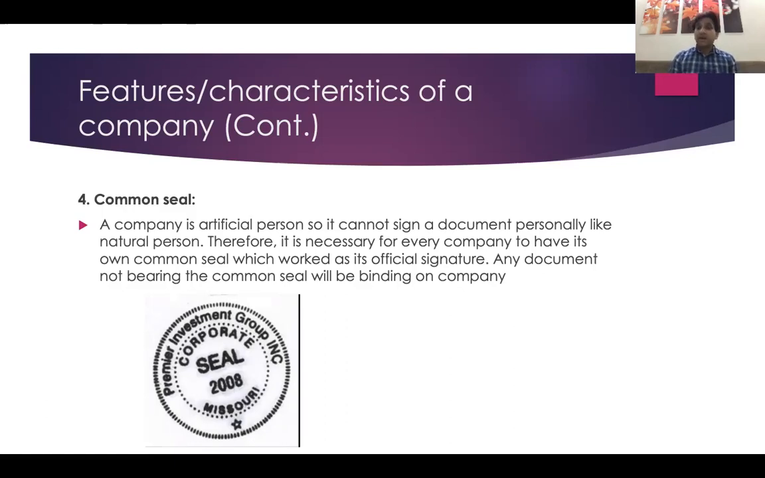So company being an artificial person cannot personally sign all the documents like natural persons. So that is why every company owns a common seal, which works as its official signature. Any document not bearing the common seal will not be binding on the company.